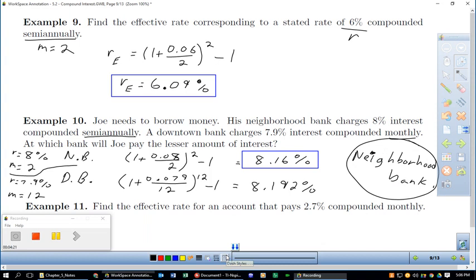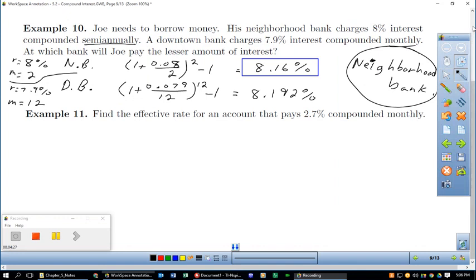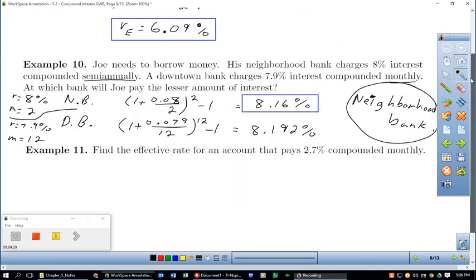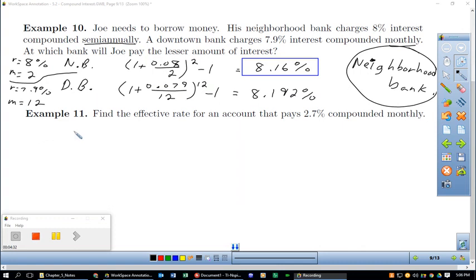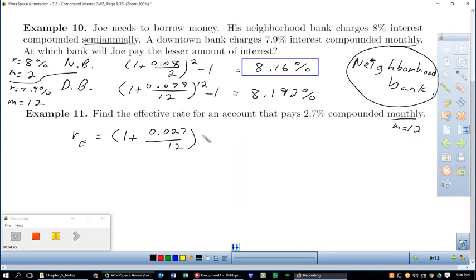Next example, 11. Find the effective rate for an account that pays 2.7% compounded monthly. So our effective rate equals 1 plus our rate, 0.027 divided by monthly, M equals 12, parentheses to the 12, and then down here minus 1. So the effective rate here, when you work that out, you should get 2.734%.